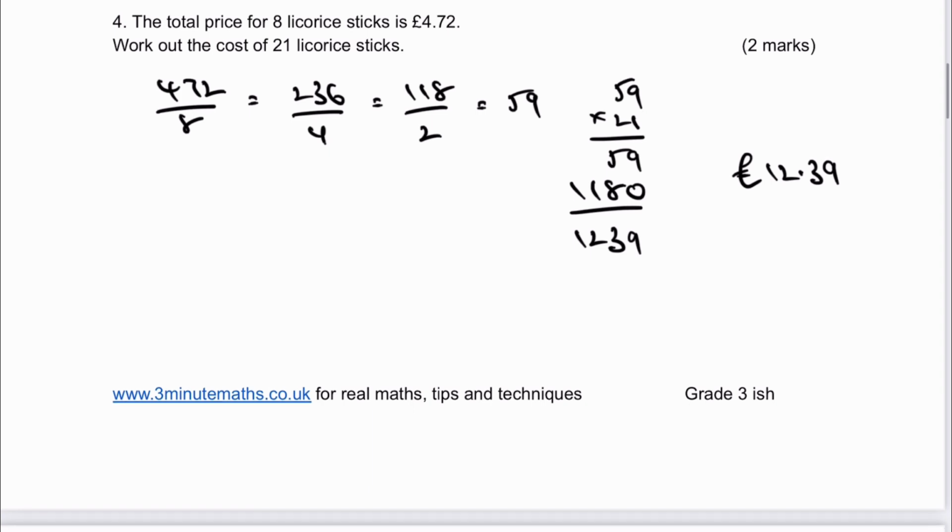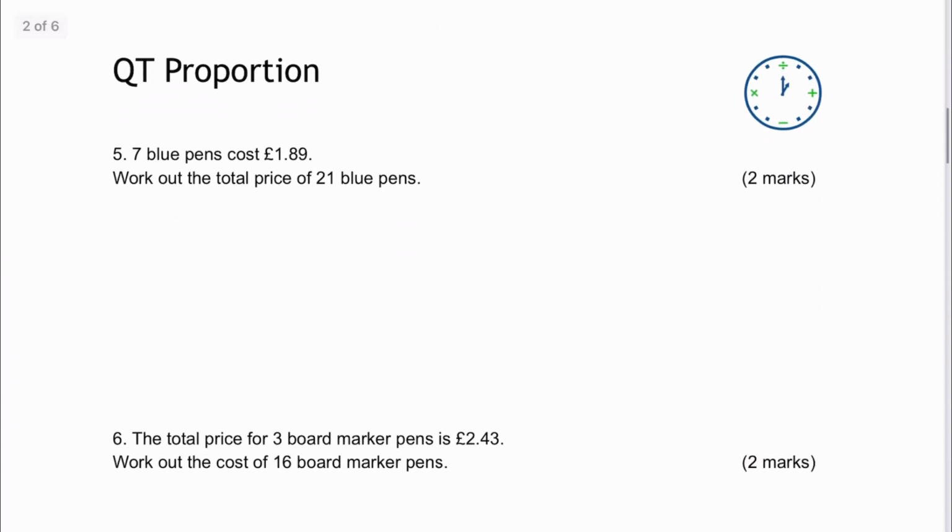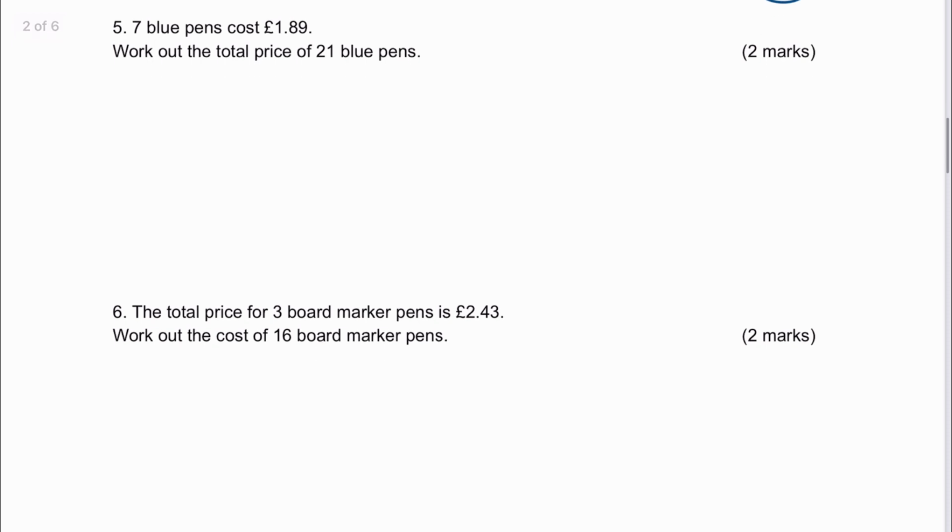Let's move on to question number 5, and that's 7 blue pens cost £1.89. Now in this particular one, I'm just going to use short division to do that. So 7 into 189 pence. Well, I know that 2 7s are 14, 4 remainder, and then I've got 7 sevens of 49p.